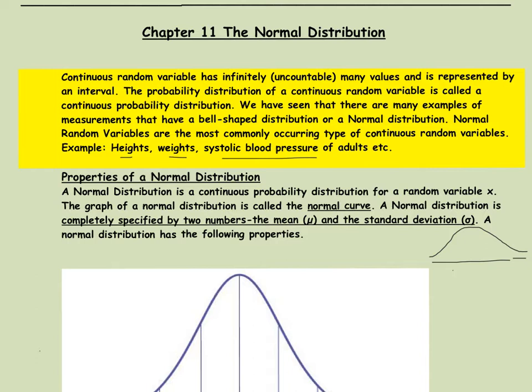There are two parameters that completely define a normal distribution, and the two parameters are mu, which is the mean, and sigma, which is the standard deviation. So N is for a normal distribution. N(mu, sigma) would mean that the first number is the mean and the second number is the standard deviation.